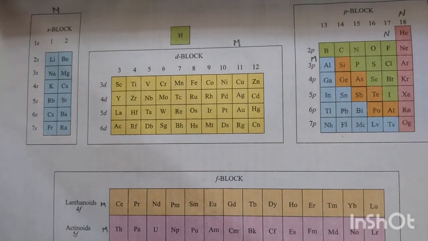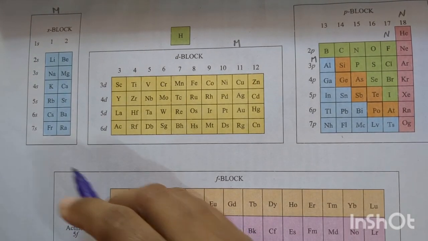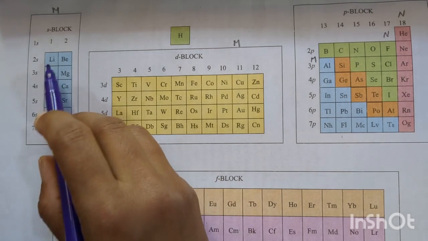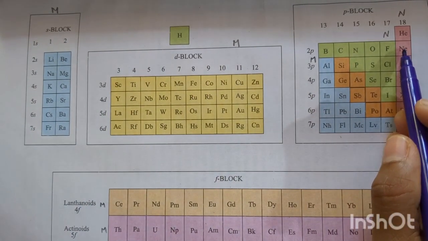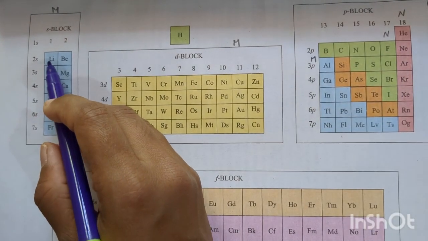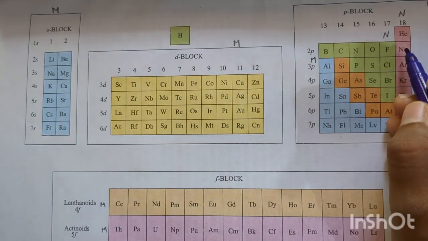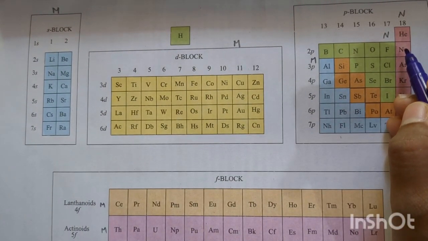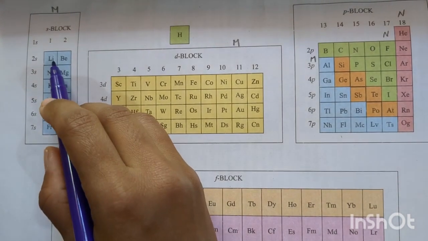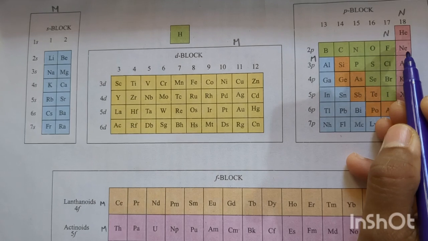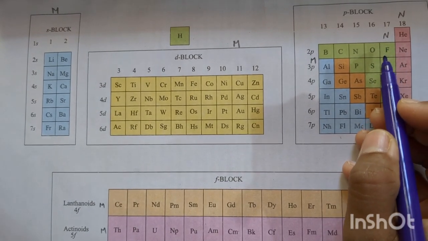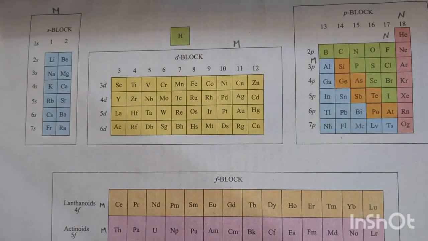Now, let us consider the second period of the periodic table. The second period starts with lithium and ends with neon. Lithium has atomic number 3 and neon has atomic number 10. How many elements are there from lithium to neon? 1, 2, 3, 4, 5, 6, 7, 8. Eight elements are there in the second period.